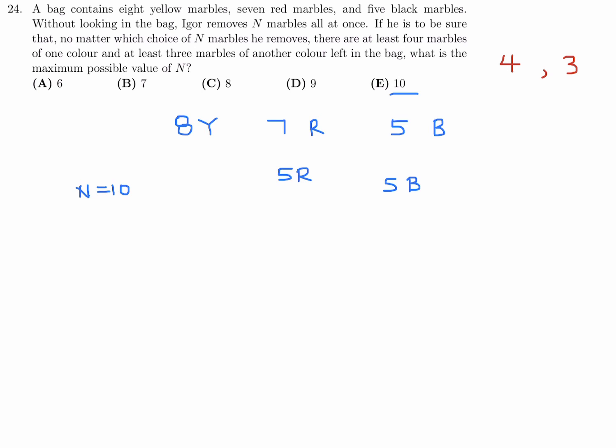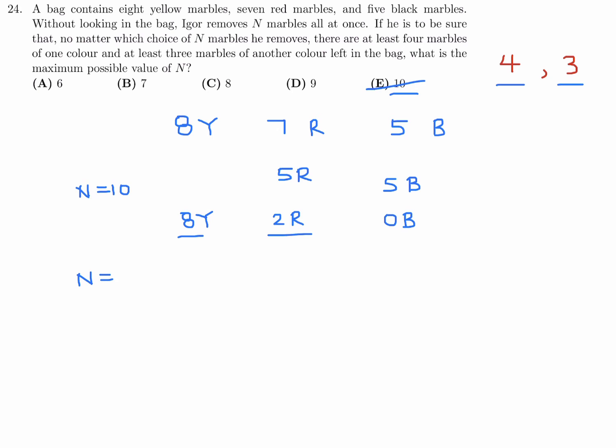If I do that, what do I have left? Well, I haven't done anything to the yellows, and I have only 2 reds left, and I have 0 black. Is this criteria fulfilled? Do I have 4 of at least one color and 3 of at least another color? The answer is no. I've got 8, but I've only got 2 of the red. So this criteria is not met, and therefore n cannot be 10. All right, let's keep going in the exact same way.